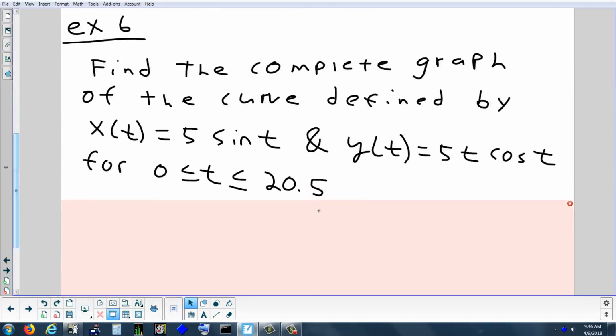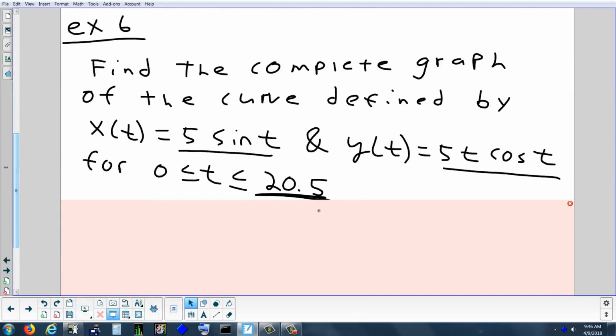Let's look at this one. This one is very different from this one. The reason is, look at where the t is. If you have a t in front, something in front can just get bigger and bigger and bigger till it reaches some upper limit.